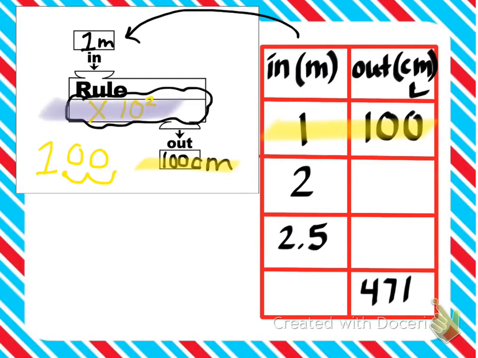And that's our rule for this conversion. When you put something in the machine, it's multiplying by 10 to the power of 2. If we were getting out a smaller number, we would know that we would need to divide by 10 to a certain power.